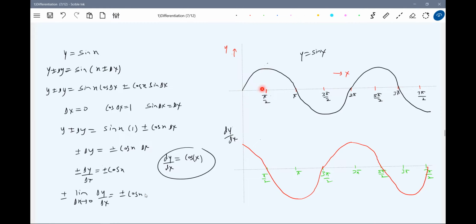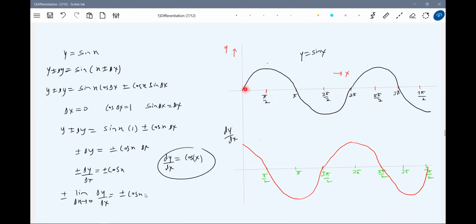Then from 0 to pi by 2, slope is positive. Afterwards, slope is negative. You can see that slope is negative. Then again it is 0. At pi the slope is maximum in the negative direction. At 3 pi by 2, again you can check it. I didn't draw up to scale. Here slope is 0, again slope is 0.